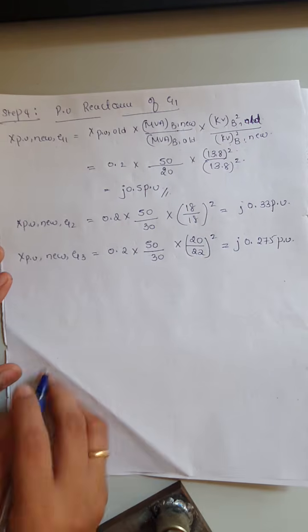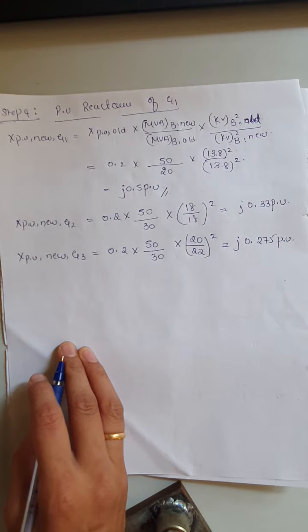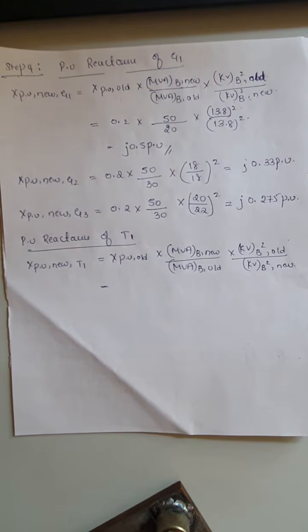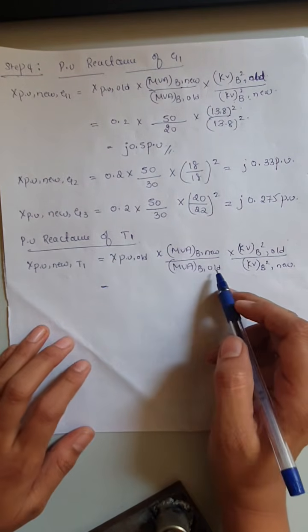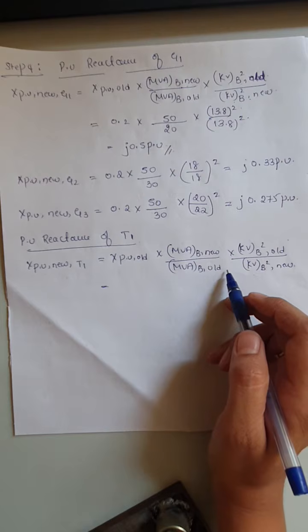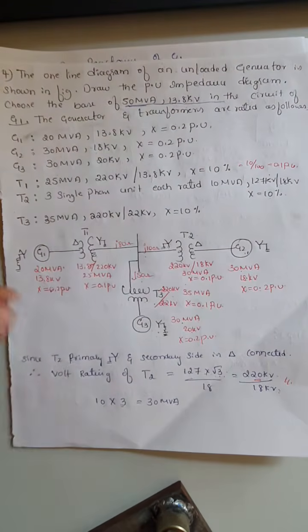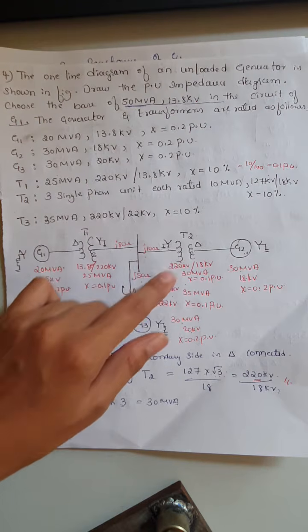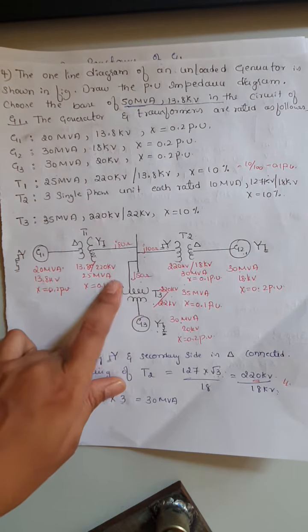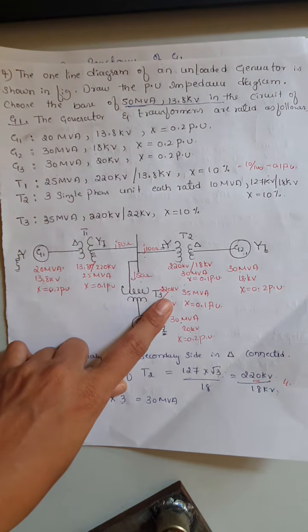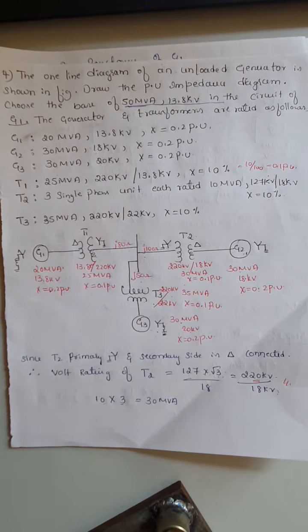Next we need to do the reactance calculation for the 3 transformers. This is the formula, the same formula, that I have written for the per unit reactance calculation for the transformer. Here we need to do 3 reactance calculations, because all the 3 transformers T1, T2 and T3 have different ratings. They do not have the same rating. So we are supposed to make 3 reactance calculations.